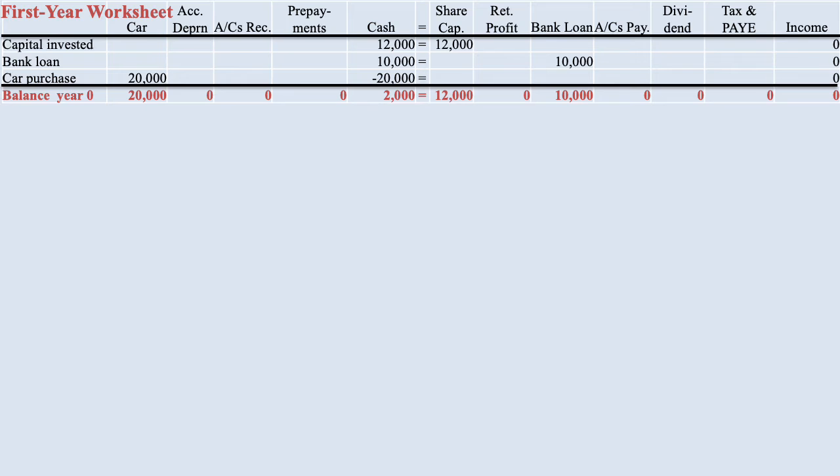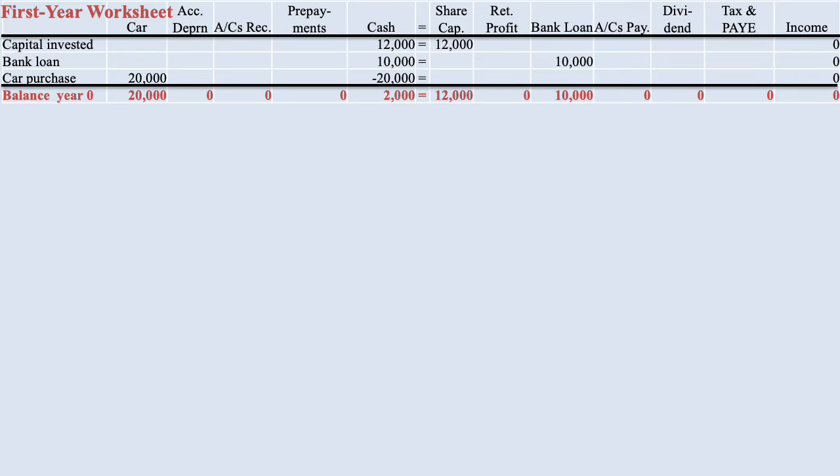This is the first of 5 worksheets, all linked together by the closing balance sheet of one becoming the opening balance sheet of another. I've divided this one into 3 sections to make it easier for you to follow. But you can of course always pause the video if you want to examine it in more detail.